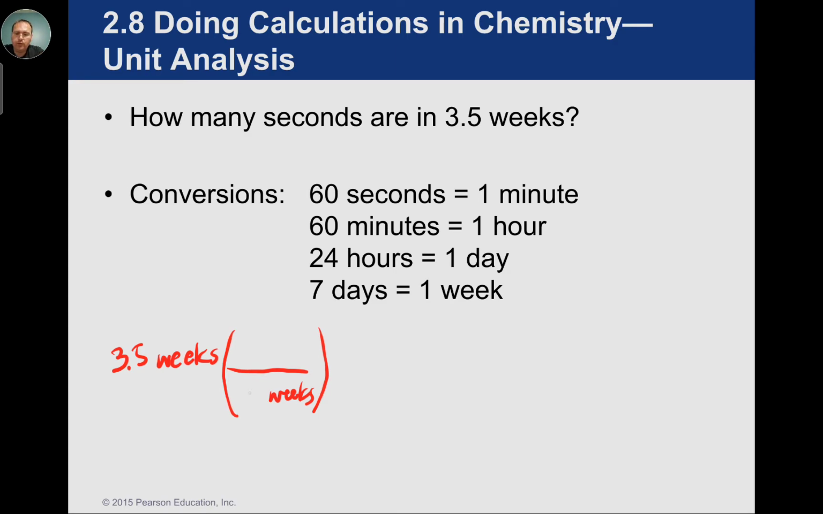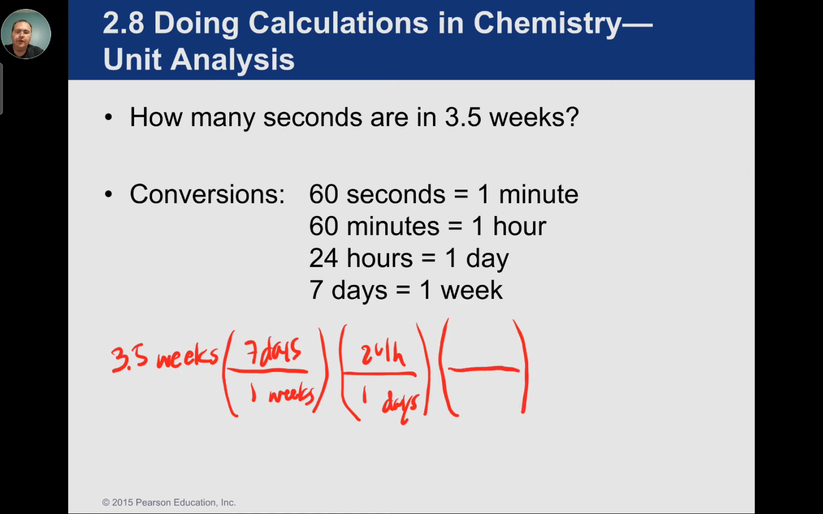So what you probably know about a week is, in 1 week, there are 7 days. So then we have to get rid of days. And in 1 day, there's 24 hours. And then if you can go from hours to seconds, great. If not, get rid of hours and go to minutes. In 1 hour, there's 60 minutes. And from there, hopefully you can figure out that in 1 minute, there are 60 seconds.